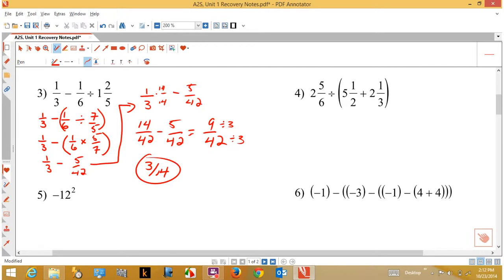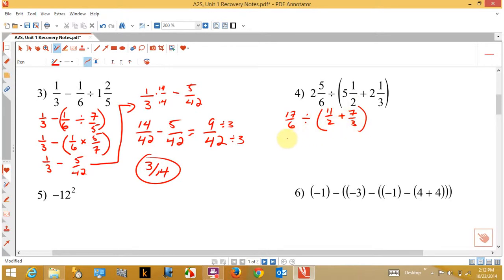The next one is also fractions. And I have a division, but I have parentheses. The parentheses needs to be worked first. Let's go ahead and change everything to improper fractions. 6 times 2 is 12, plus 5, that's 17/6. Divided by 10 11/2, plus 6 7/3.